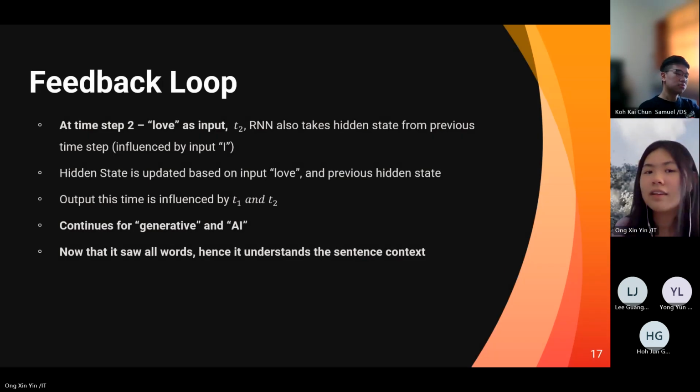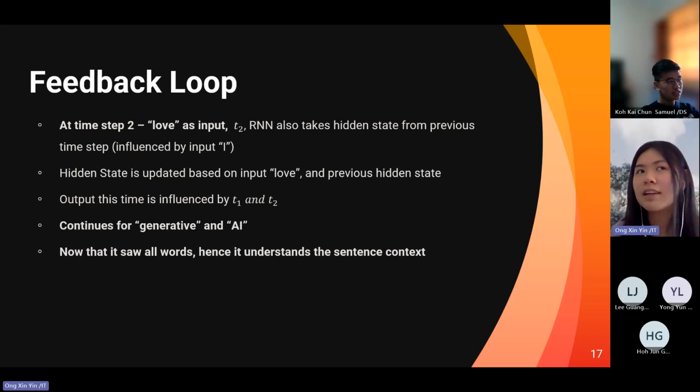And then at time step 2, the word "love" is the input. The recurrent neural network will take the hidden state from the previous step, which has memorized the word "I" already. Then it will update it with the word "love," and it will produce a new output and also an updated hidden state. They will continue this process for "generative" and also "AI." And now that it has seen all the words, it will understand the sentence context.